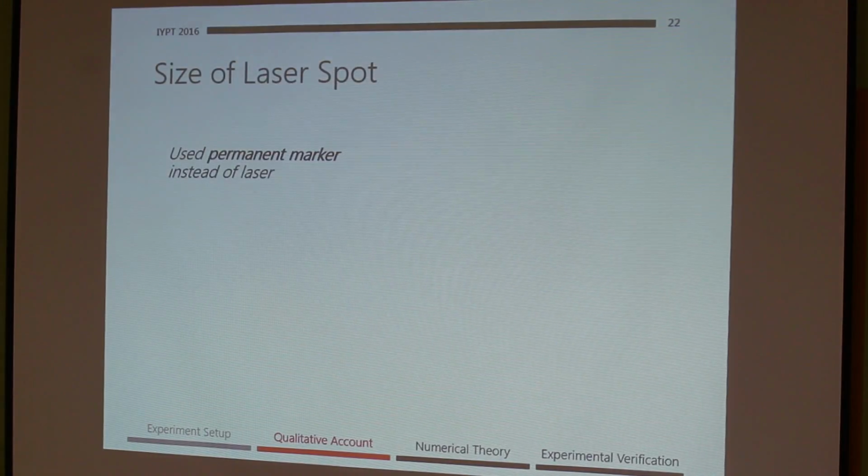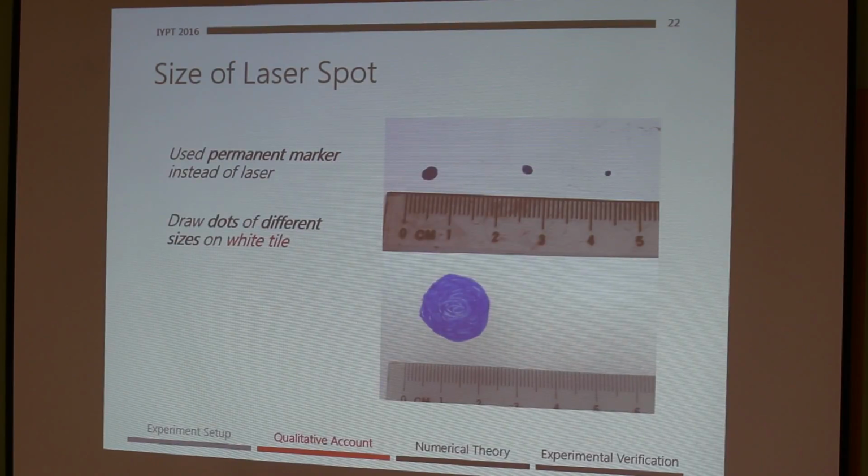So now that we have completely understood why these secondary rings are formed, we can move on to further investigate the formation of the primary rings, and we do so by changing the size of the laser spot. For this segment, we use a permanent marker instead of a laser beam, and this is valid because the permanent marker spots can also act as sources of diffuse light.